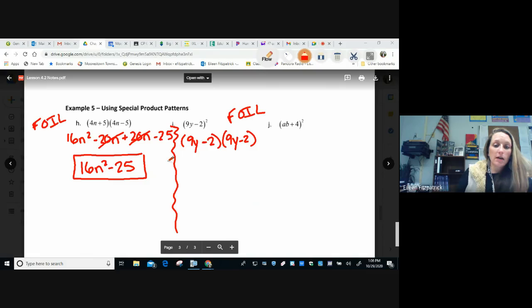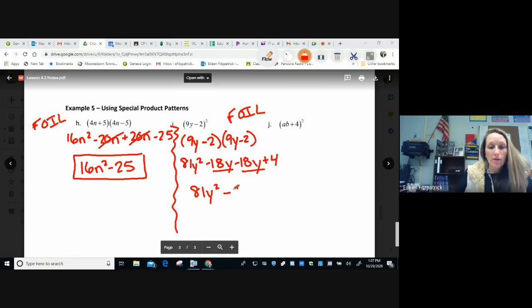So 9y times 9y is 81y squared. 9y times -2 is a -18y. -2 times 9y is -18y. And -2 times -2 is a +4. Combine your like terms in the middle. So I have 81y squared minus 36y plus 4.